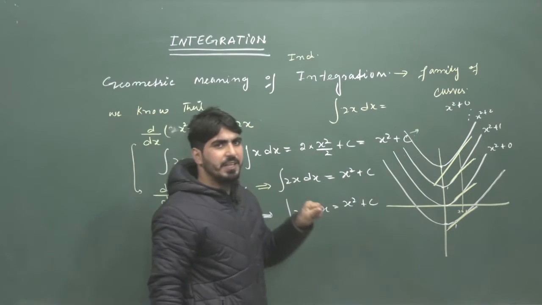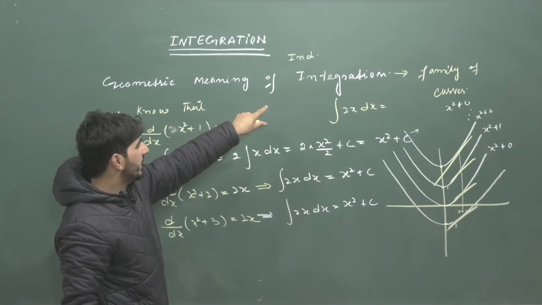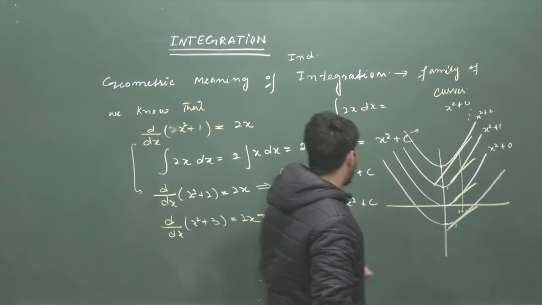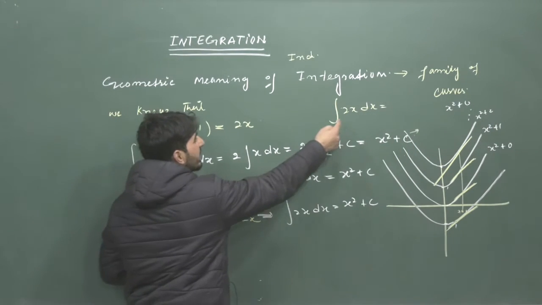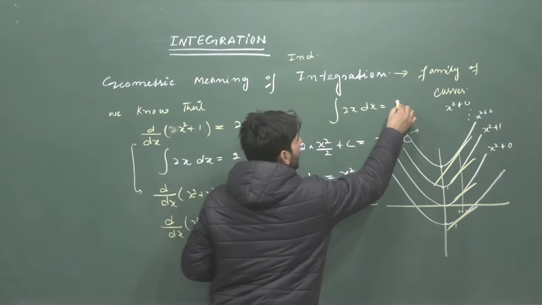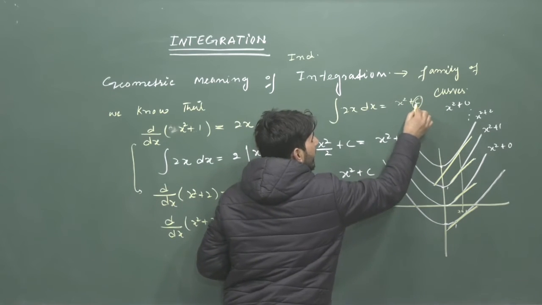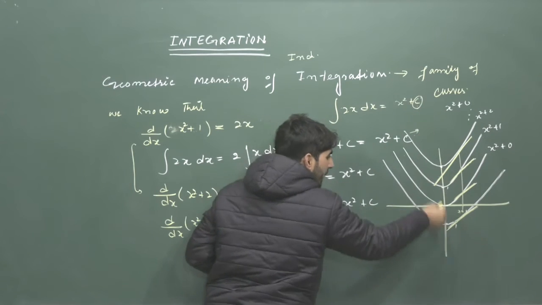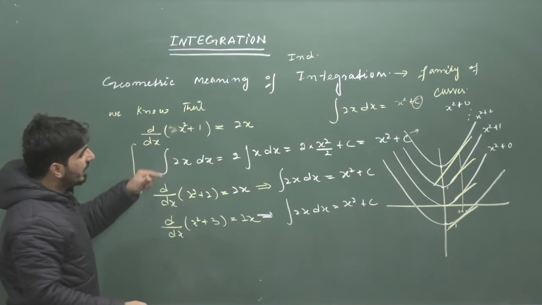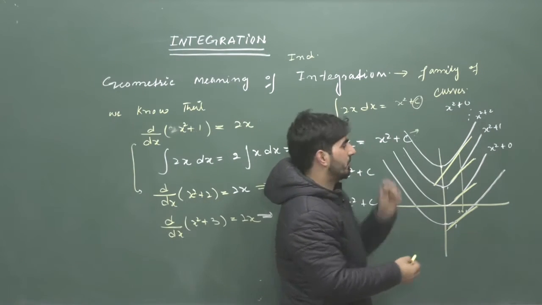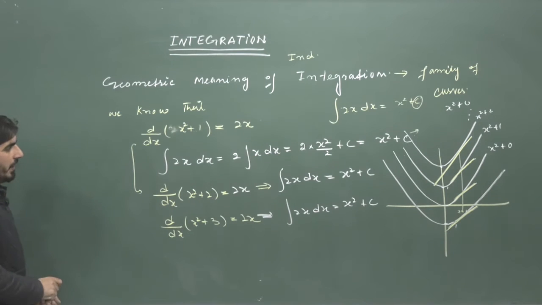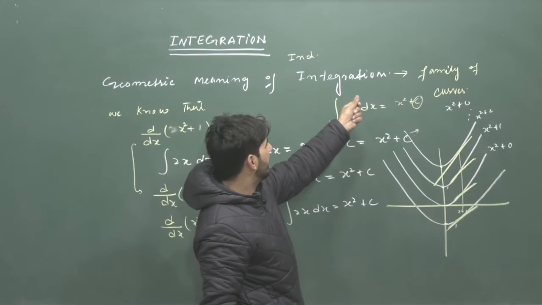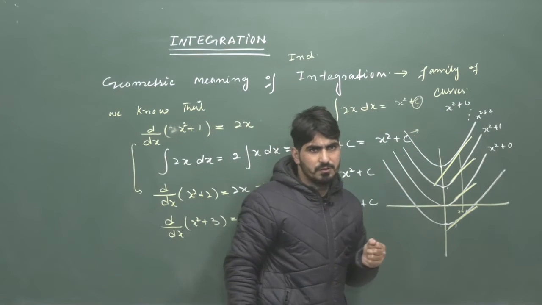meaning of indefinite integration. The geometric meaning of indefinite integration represents the family of curves. So integration of 2x dx is x square plus c. Here c may be 0, 1, 2, minus 1, minus 2. So it will represent the family of curves. So this is the geometrical meaning of indefinite integration.